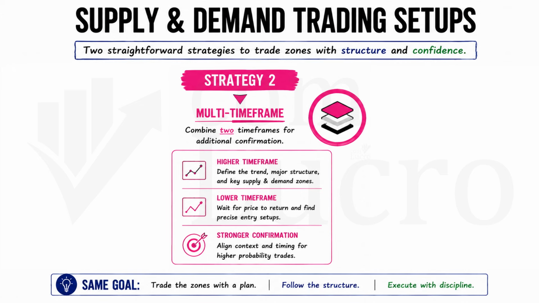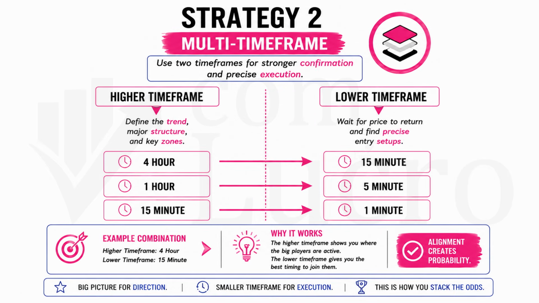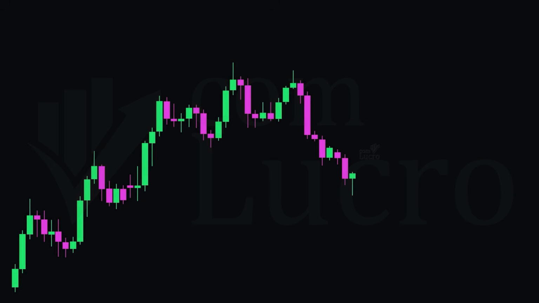The key rule is simple. Your execution time frame should be roughly 2 steps lower than your higher time frame. Here are a few practical combinations based on trading style. For instance, if your higher time frame is the 4-hour chart, you can drop down to the 15-minute chart for execution. Now let me walk you through how this works in practice.